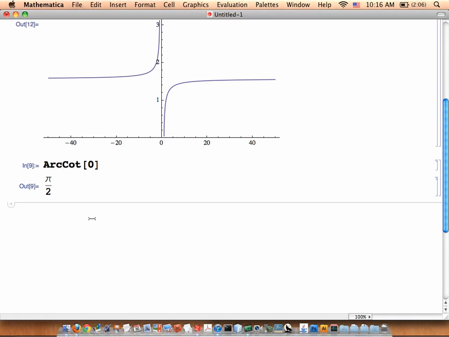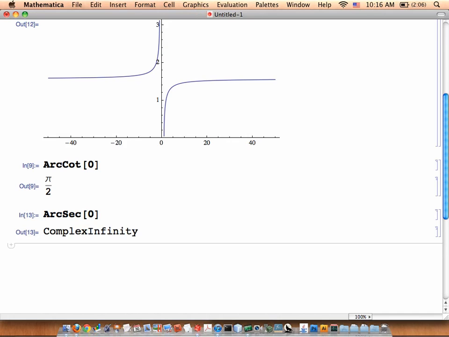So what I'll do is I'll calculate the arc secant of 0 and see what happens. Okay, notice that Mathematica says complex infinity. That's basically a way of saying you can't get pi out of it. So Brian, what that means is that pi is a limit. It's not actually defined. So your range goes from 0 to pi, but it doesn't include those values. It just approaches them.